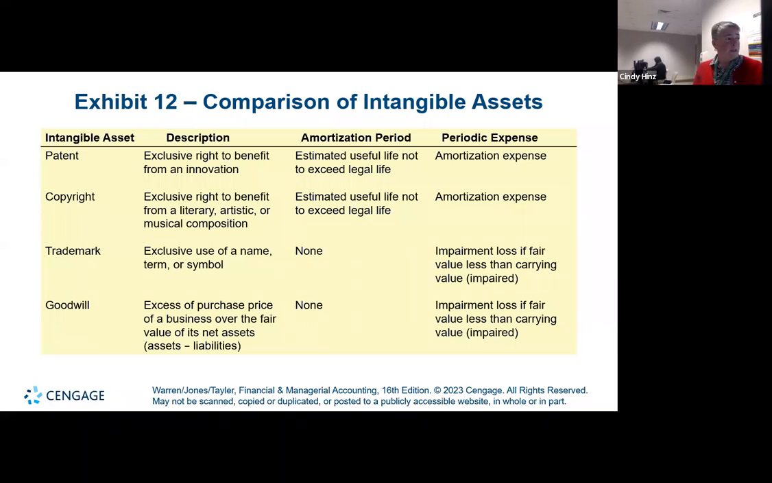The other two that are listed here, trademarks and goodwill, are only subject to impairment because they have a potentially unlimited life. And so we can keep them at what we paid for them forever. But if we believe that the value has been impaired, we need to write that off at that time. And unfortunately, once you write it off, you can't bump it back up.